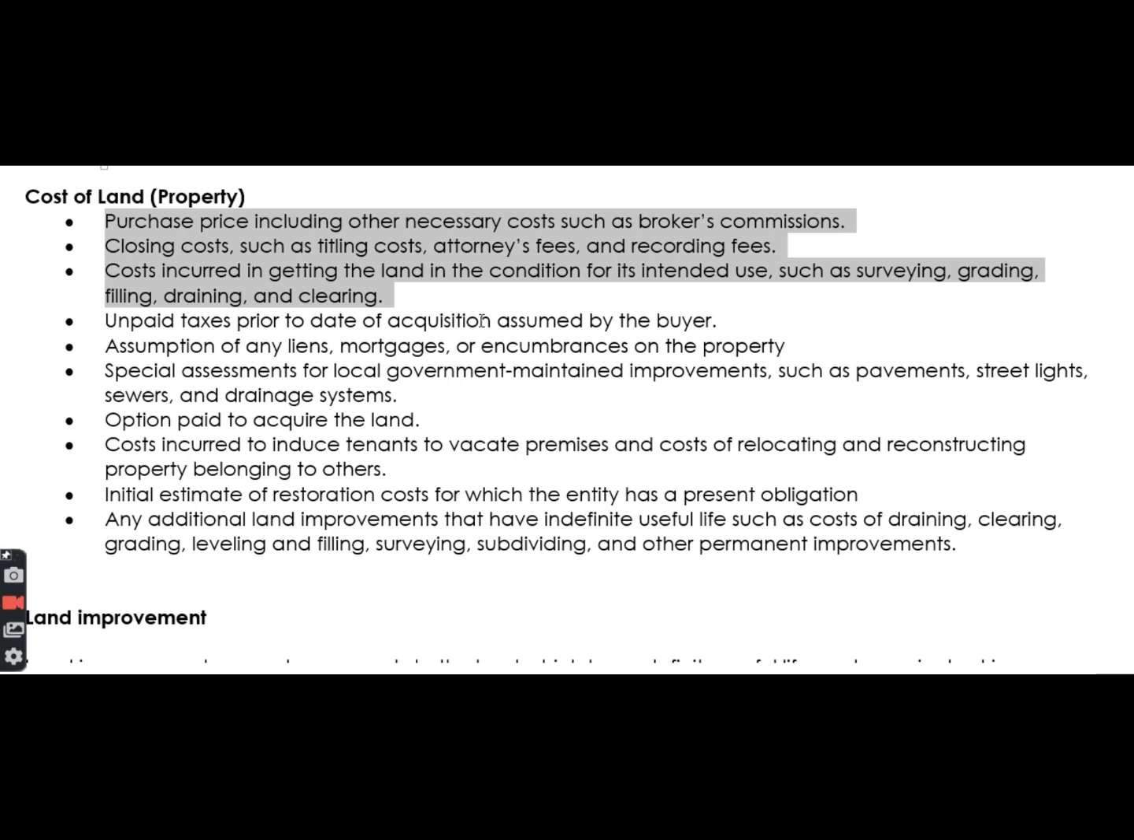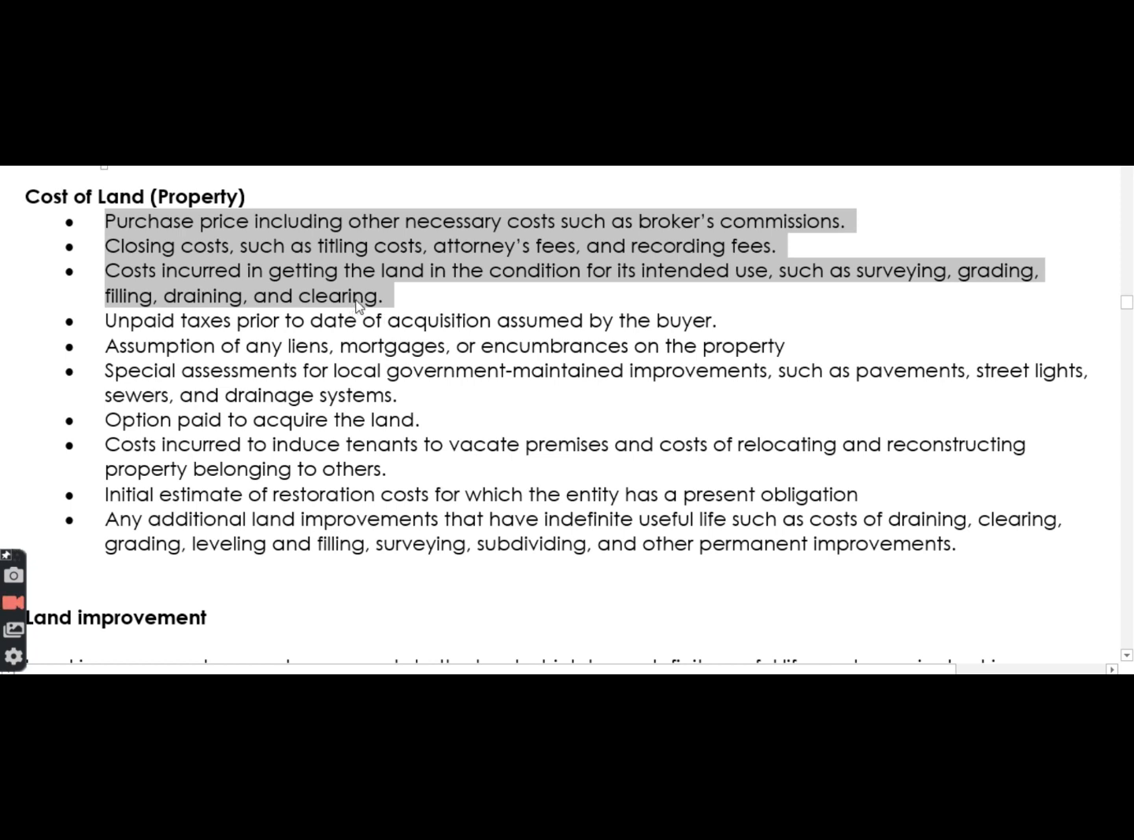kailangan mo pang ayusin yan, kailangan mo pang ipapantay, baka tabingi yung lupa, baka may mga loose na soil yan, so kailangan mo siyang i-fill, kailangan mo siyang i-compress, ganyan. So yung mga yon gagawin mo pa. Draining, kasi baka doon sa lupa mo may area na sobrang malalim, tapos doon naipon yung mga tubig, tapos hindi mag-drain, ganyan. So ayusin mo pa yon, etc.